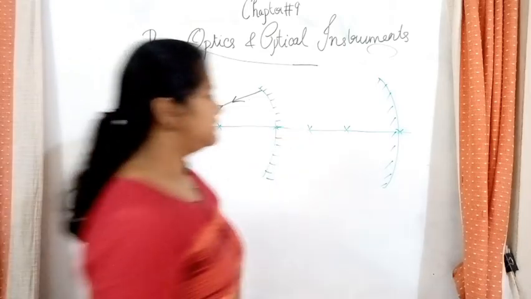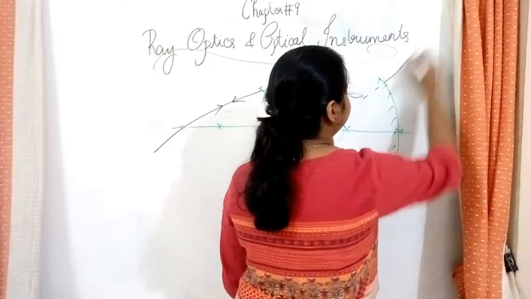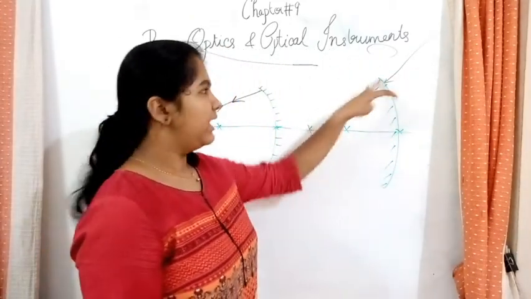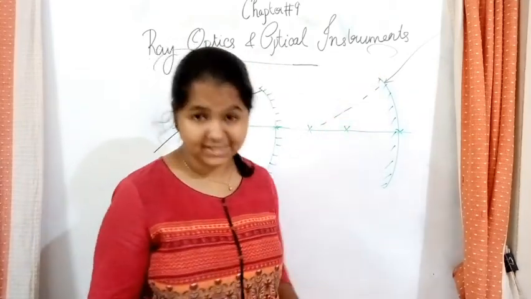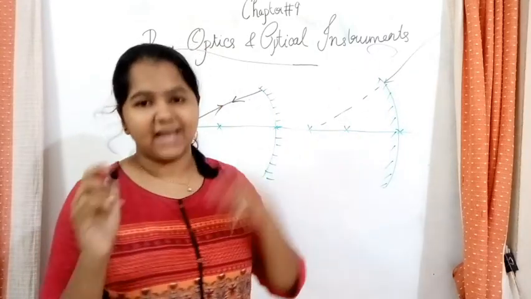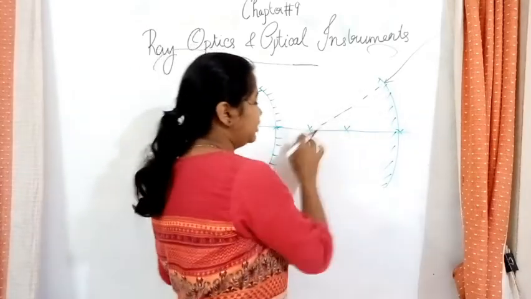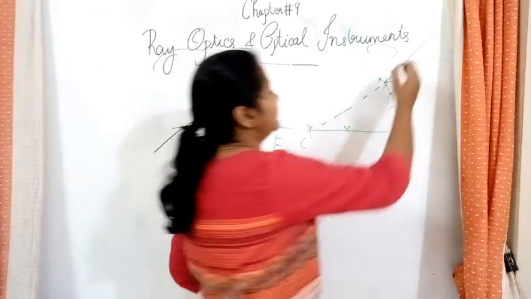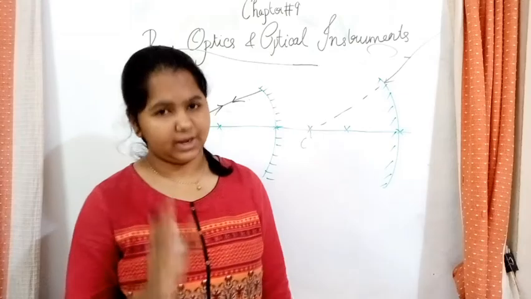So for a convex mirror, let's suppose this is our line. If a light ray is falling on a convex mirror in such a way that the light ray is assumed, or predicted, to be passing through the center of curvature, then it will retrace its path. Why? The same reason: angle of incidence is equal to angle of reflection.